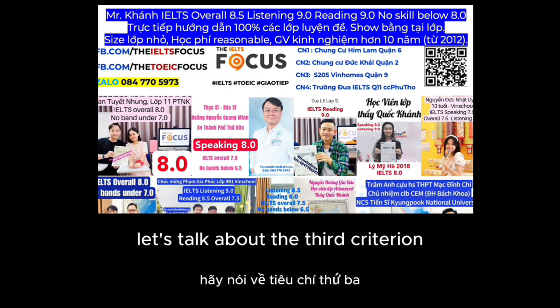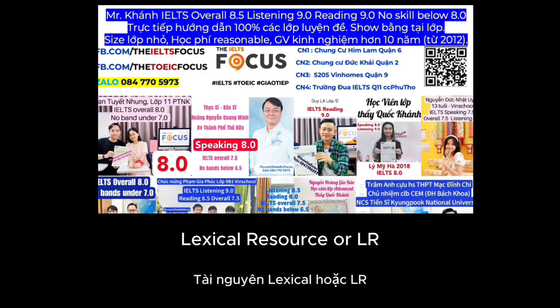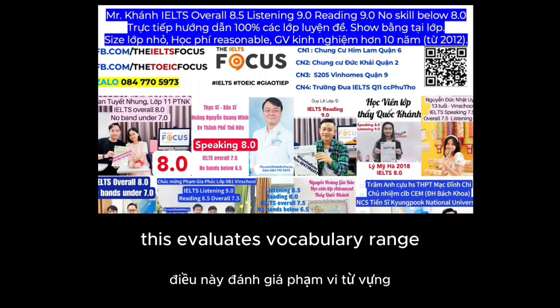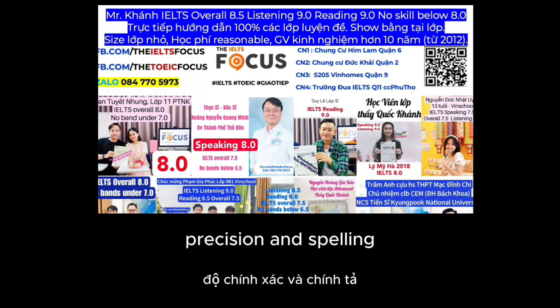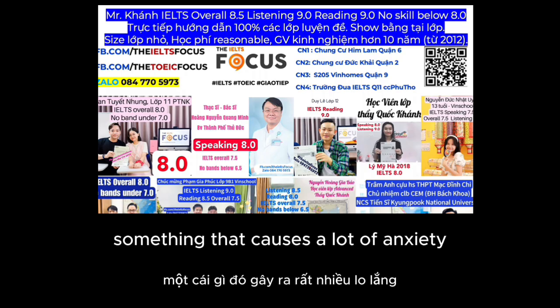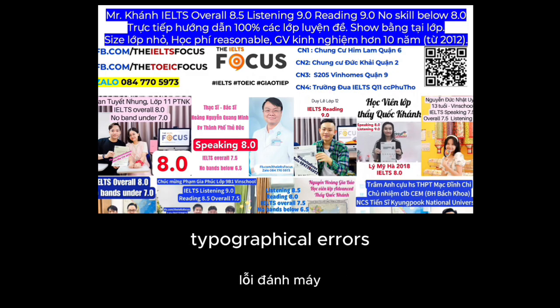Let's talk about the third criterion, lexical resource, or LR. This evaluates vocabulary range, precision, and spelling. Now, the sources highlight something that causes a lot of anxiety: typographical errors.